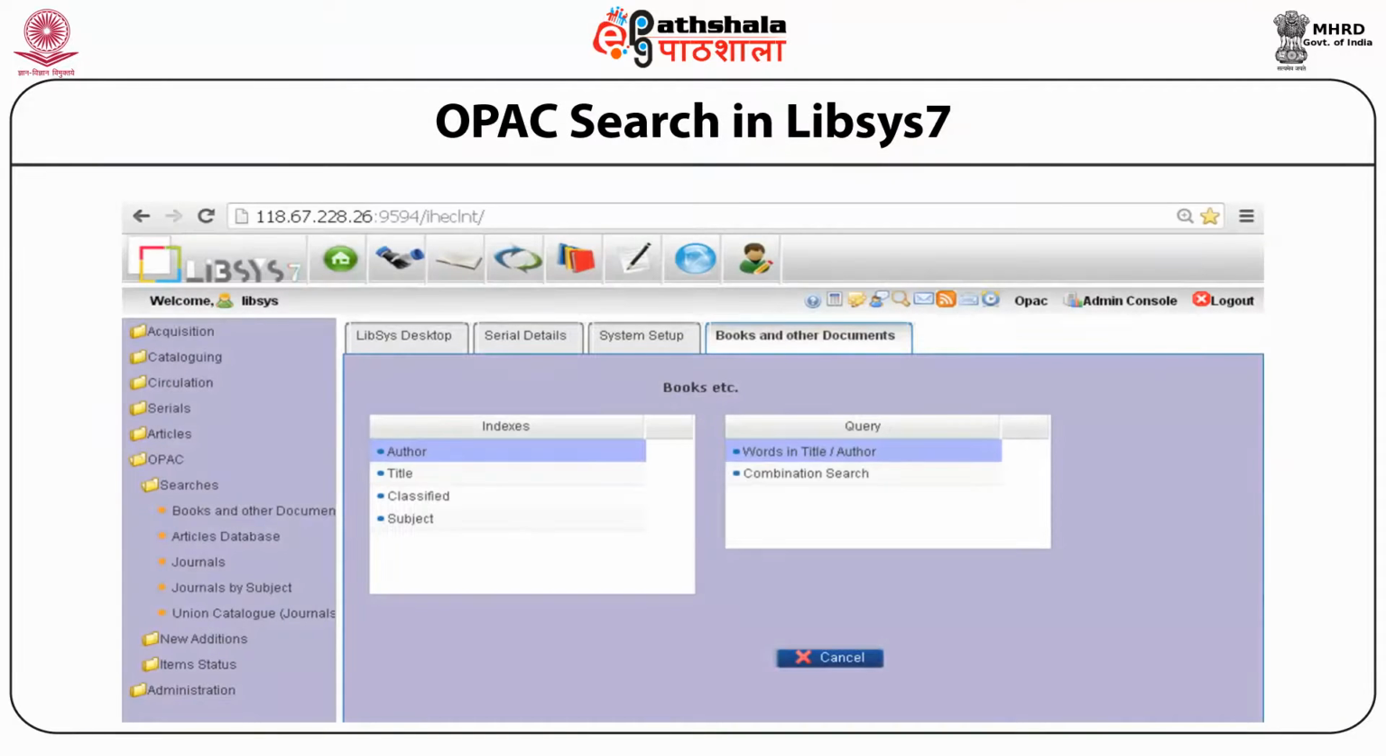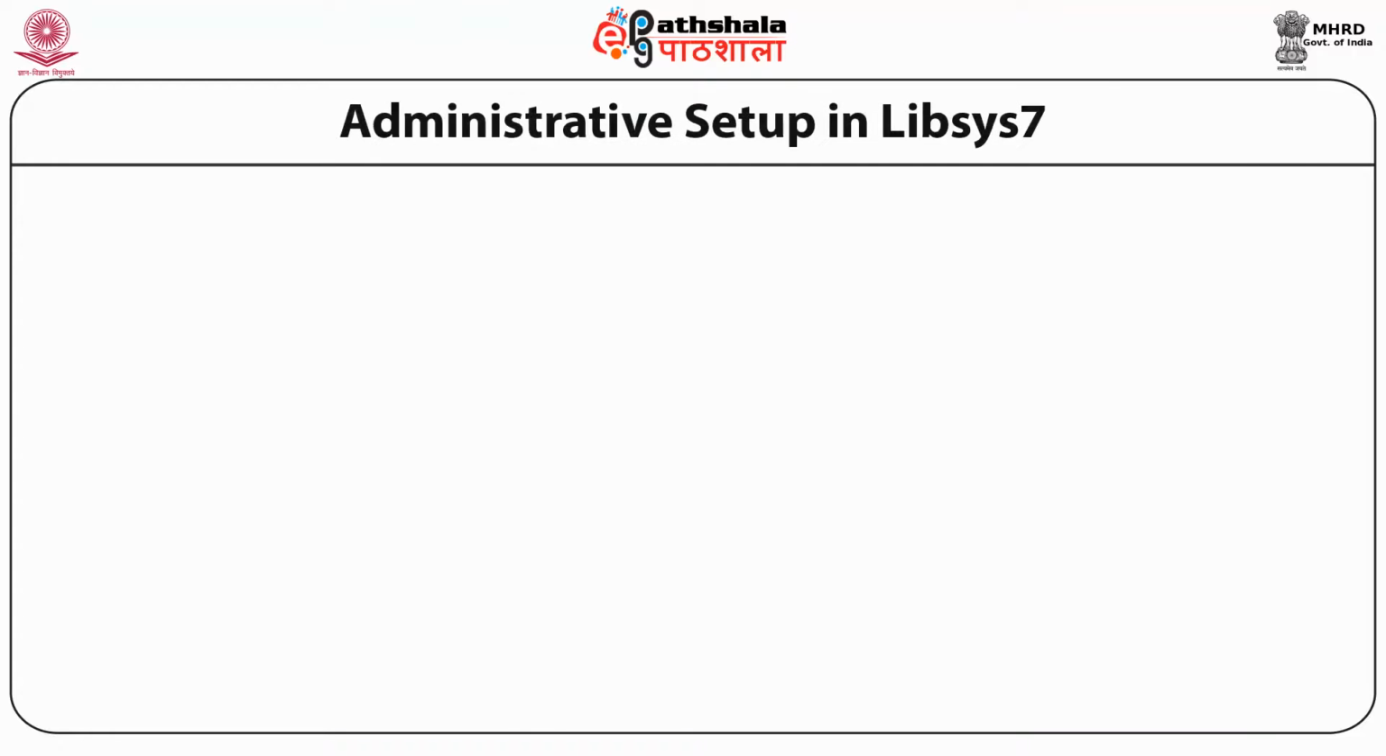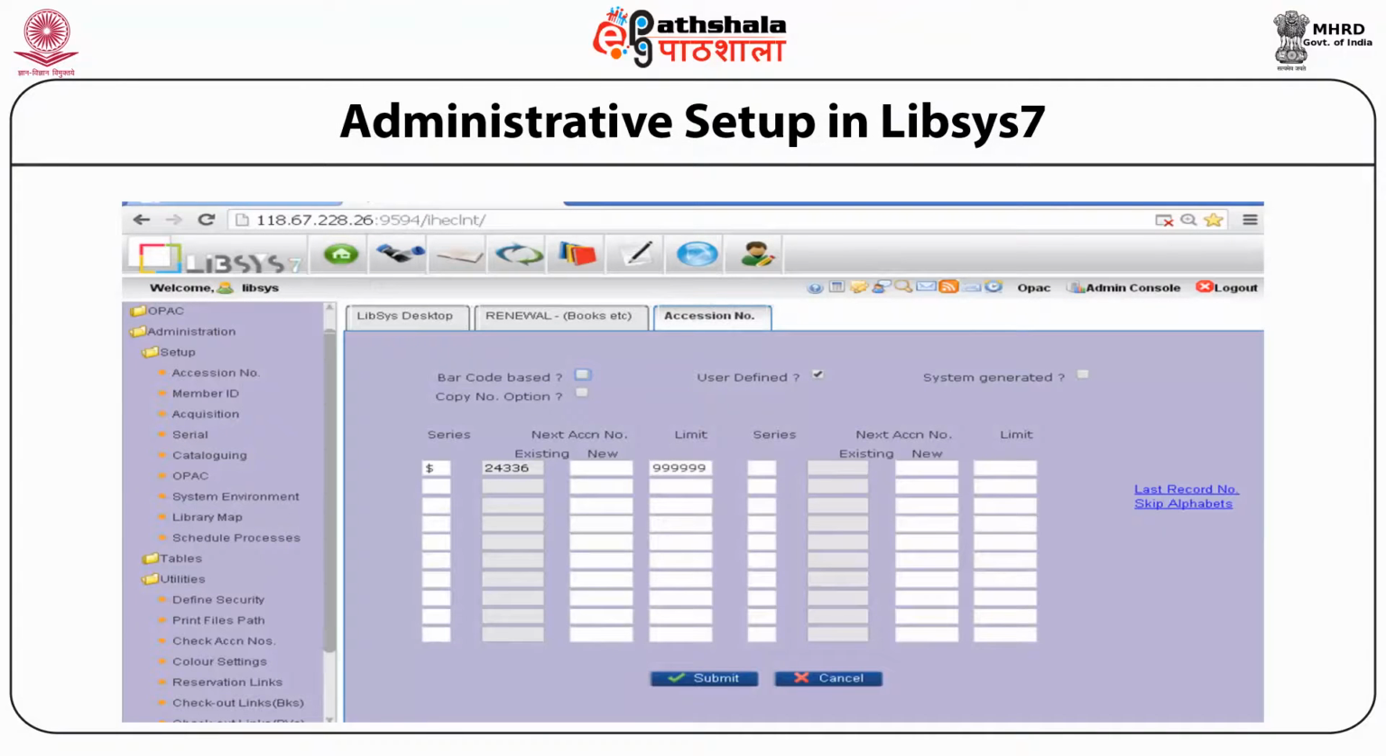The screen shows the Libsys 7 OPAC page with books and other document search options. The left side of the menu shows the OPAC module. This screen shows the Libsys 7 administration page with accession number option. Left side of the menu is shown for the administration module.